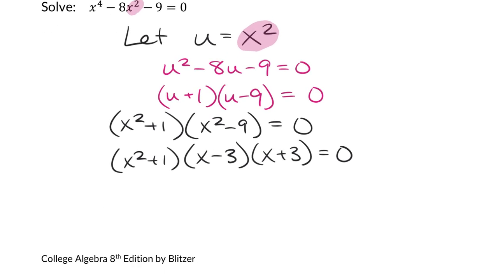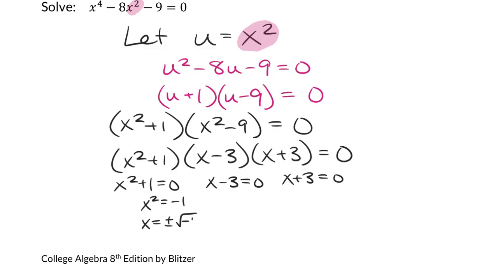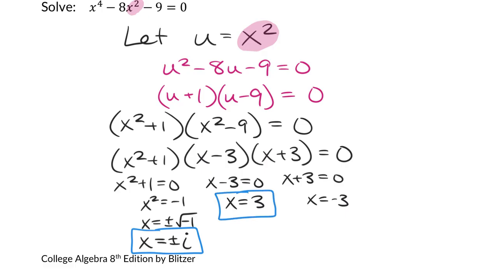We solve each of these: x squared plus 1 equal to 0, x minus 3 equal to 0, and x plus 3 equal to 0. This first one is interesting because when we take the square root of both sides here, we just get the square root of -1. So that means that we have two solutions, positive i and negative i. The other two are pretty easy to solve. We're just going to use the opposite sign here, which means this is 3 and this one is -3. So we have our four solutions for this quadratic form quartic function.